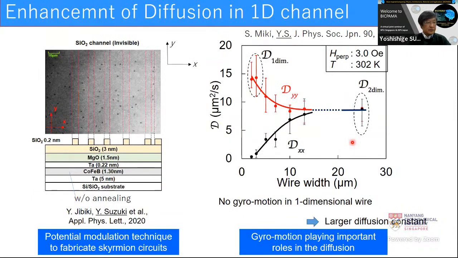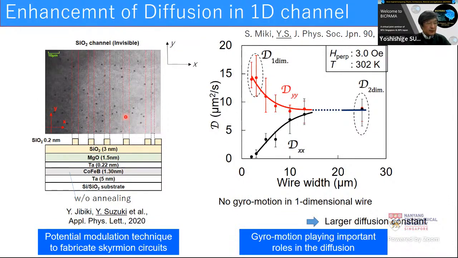For the next, we confined the skyrmion in a one-dimensional channel. The channel is realized by soft potential modulation by the post-deposition of an ultra-thin SiO2 layer. So you can see here those parts where the SiO2 is deposited, the skyrmion does not exist.